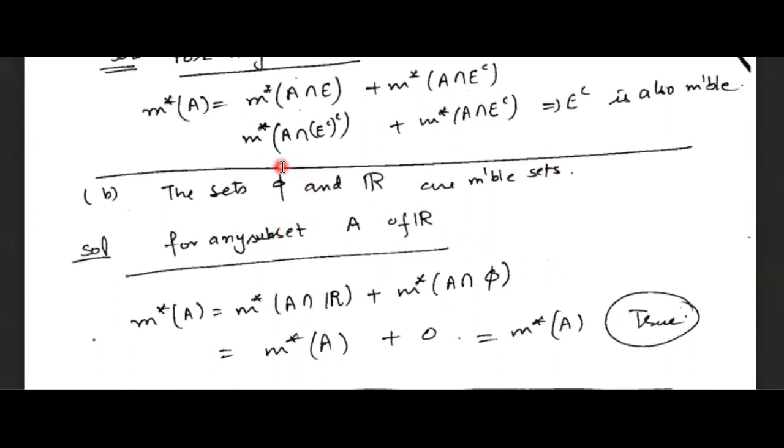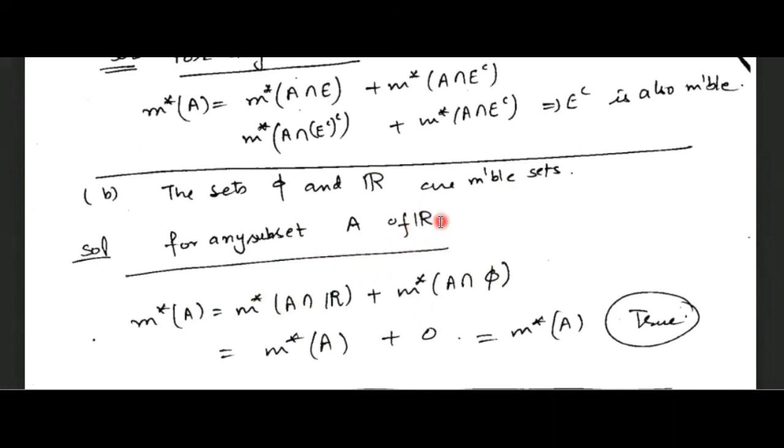Similarly, one can show that the sets phi and R are measurable. Now for the phi set or the R set, whatever, you can consider any set A. We want to show that the outer measure of A is equal to the outer measure of A intersection R plus the outer measure of A intersection phi. So we consider the right hand side.